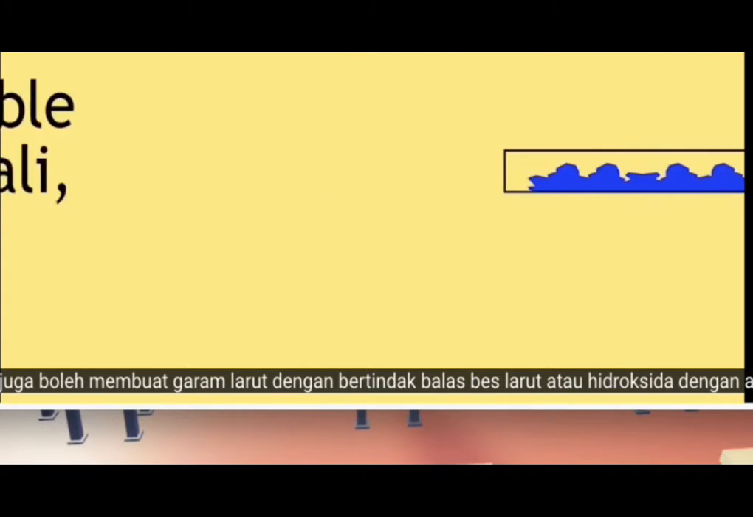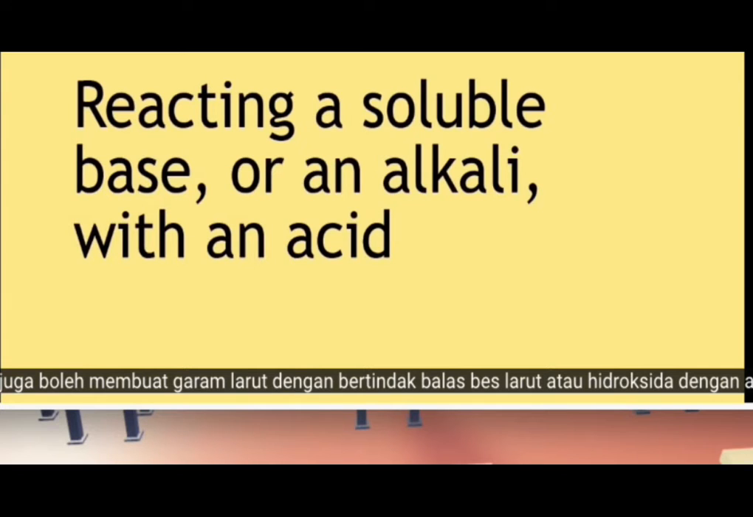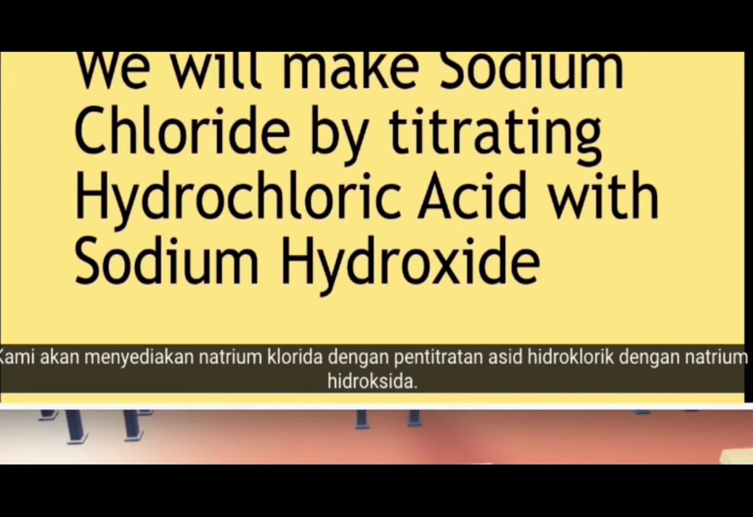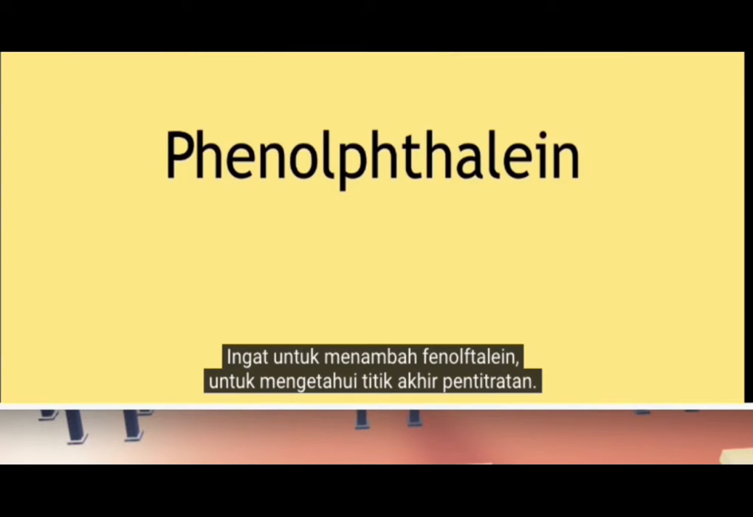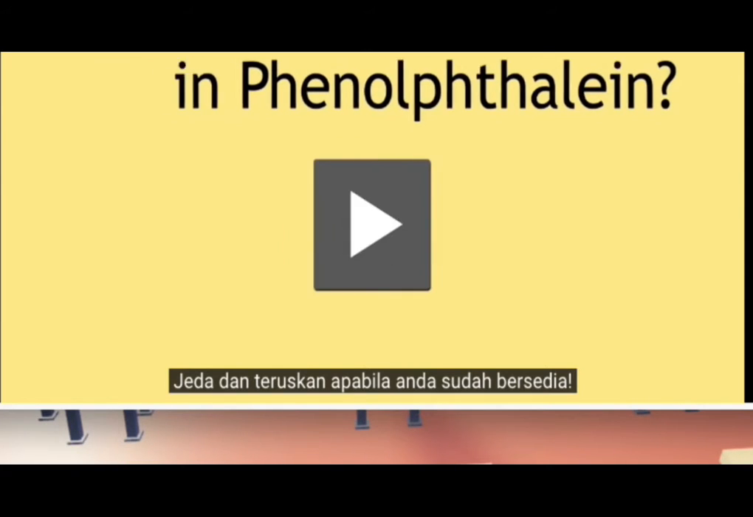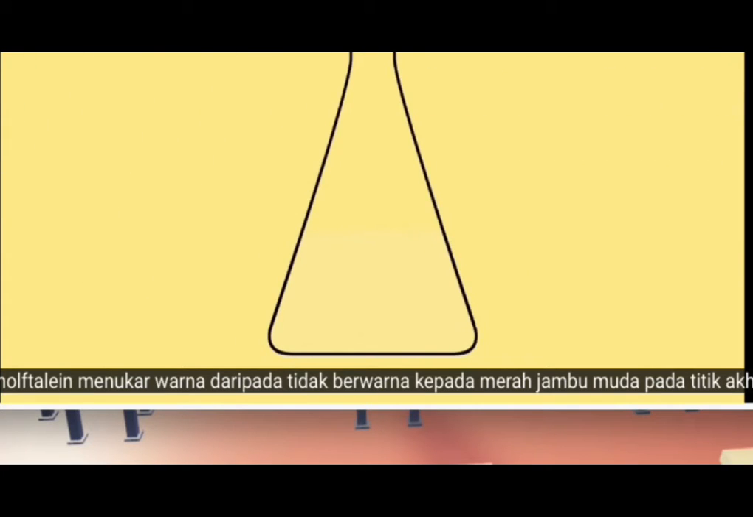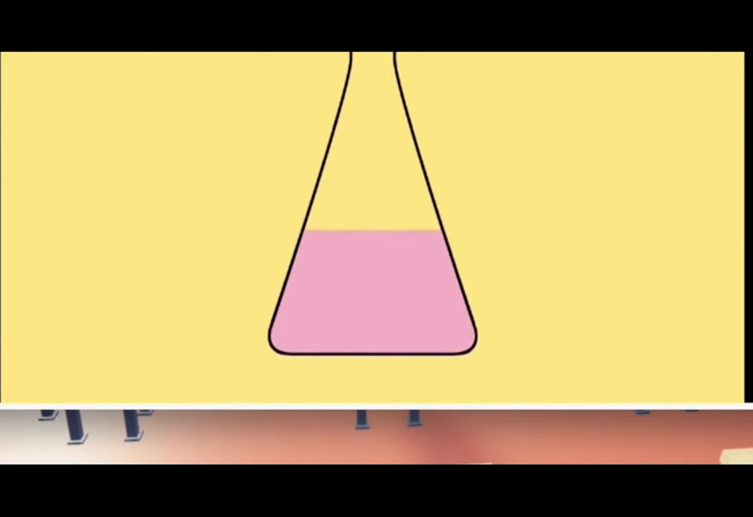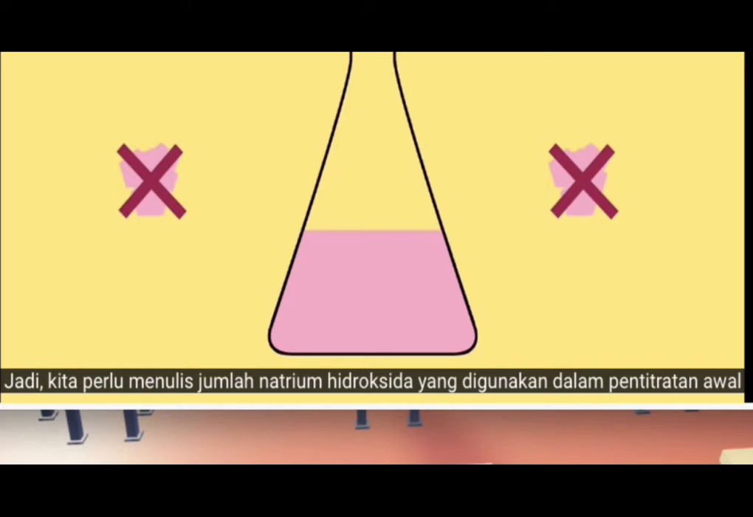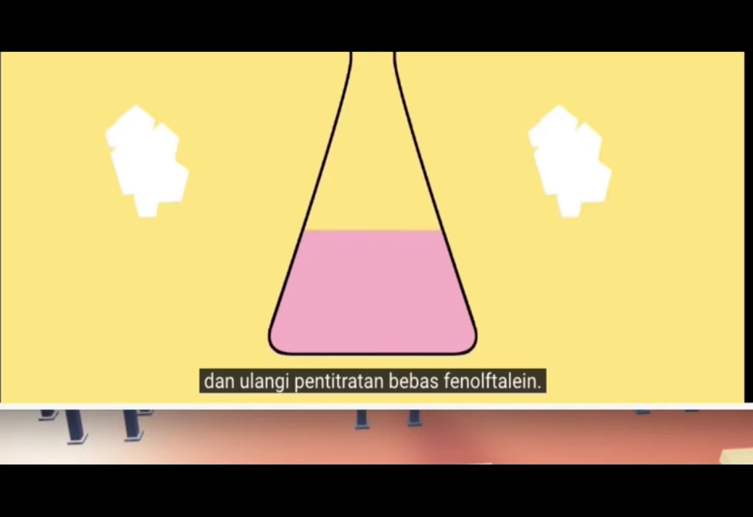We can also make soluble salts by reacting a soluble base or an alkali with an acid. We will make sodium chloride by titrating hydrochloric acid with sodium hydroxide. Remember to add phenolphthalein so we know the endpoint of the titration. Can you remember the correct color change? Pause and resume when ready. Phenolphthalein goes from colorless to light pink at the endpoint. However, we don't want pink crystals, so we must make note of the amount of sodium hydroxide used in the initial titration and repeat the titration without phenolphthalein.